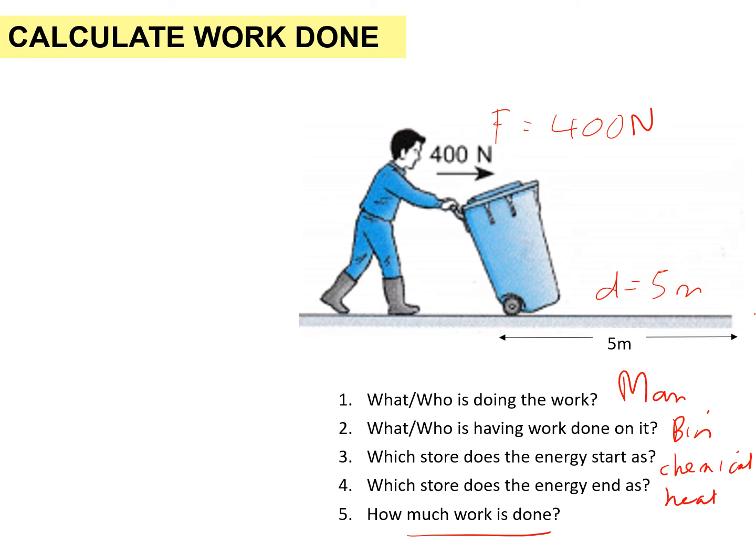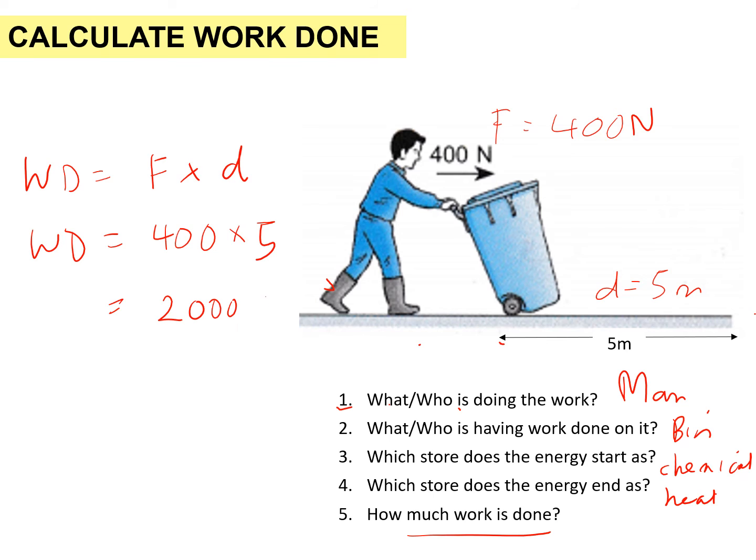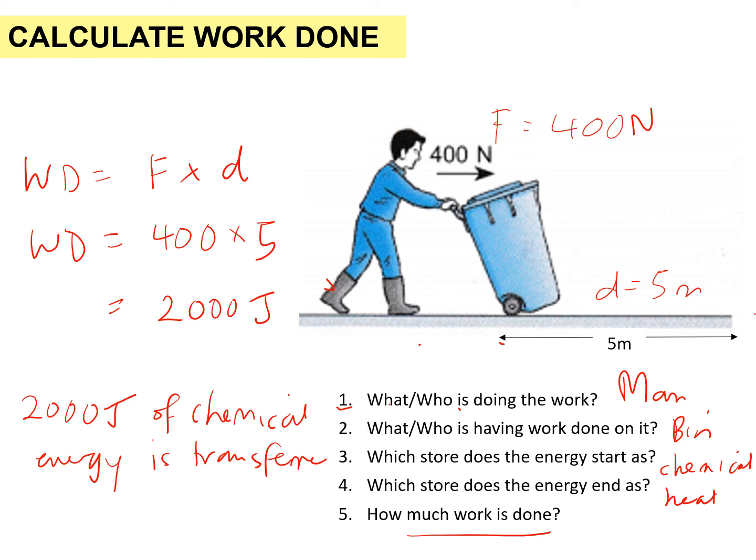How much work is done? Well, let's use the formula. Work done equals force times distance. So the work done equals 400 times 5, okay, which is 2,000 joules. So what we can say here is that 2,000 joules of chemical energy has been transferred to heat energy. Oops, it's changed color. To heat or thermal, sometimes called thermal energy. Okay, right, let's move on.